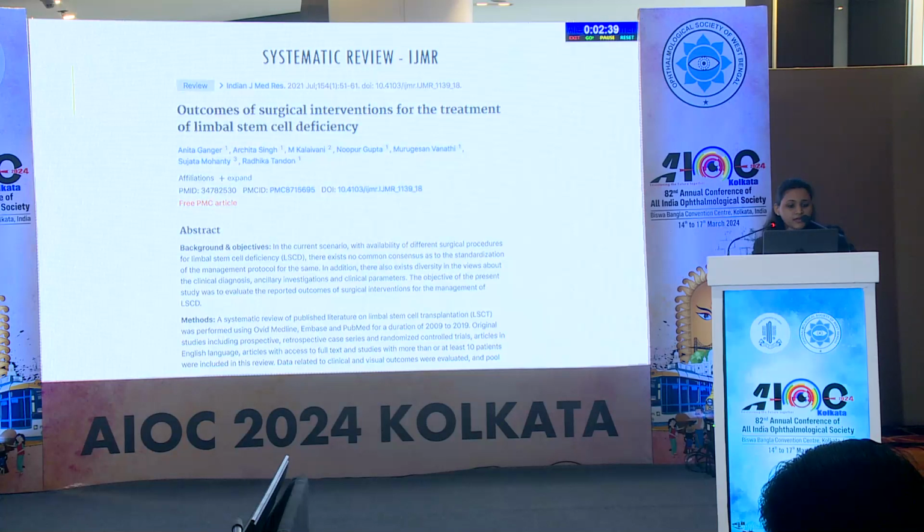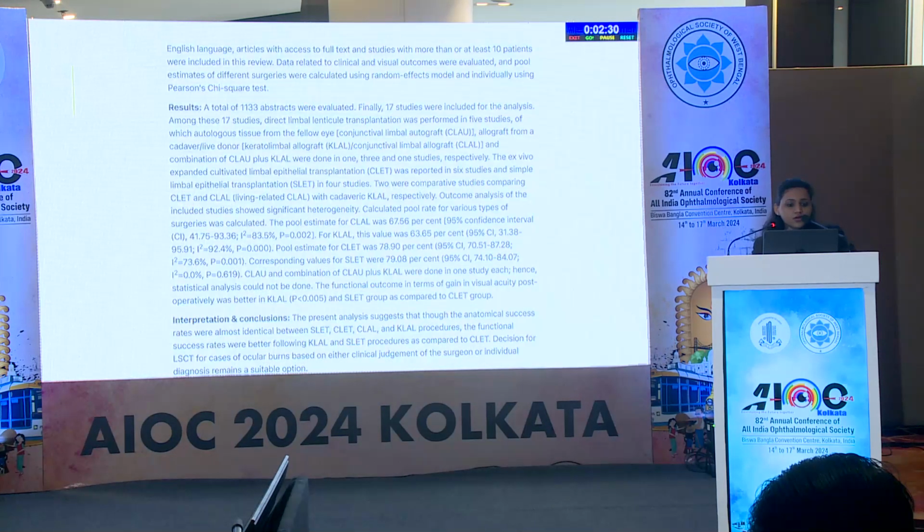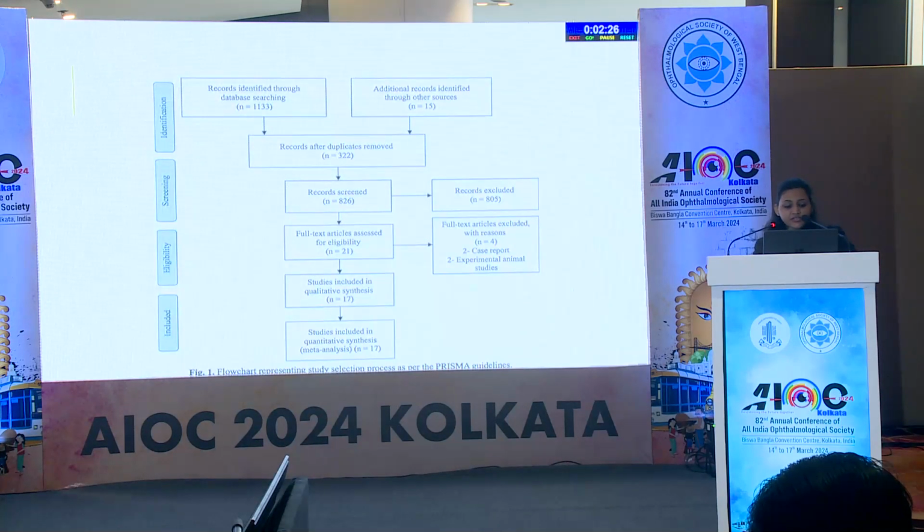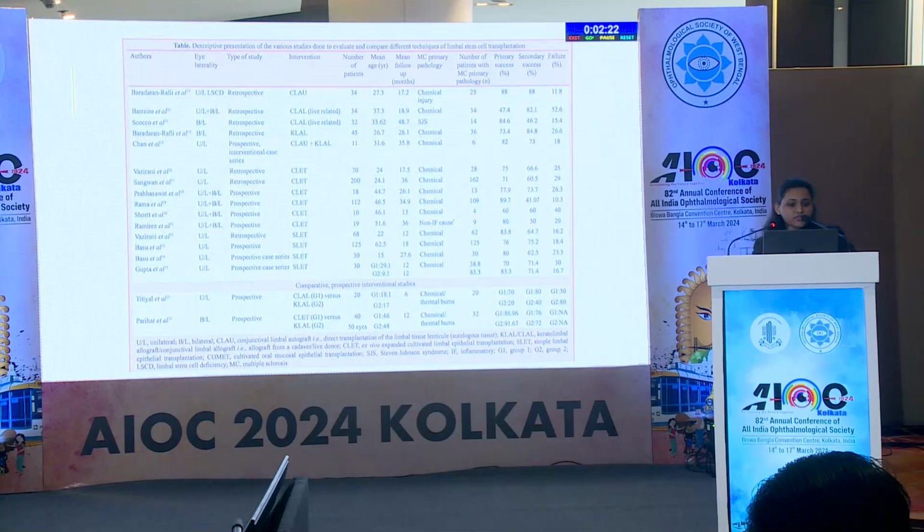This is another systematic review published in the Indian Journal of Medical Research by our team, and here we reviewed 1133 abstracts, and finally 17 studies were eligible. Here we have reviewed different types of retrospective and prospective studies which were done to evaluate and compare different techniques of limbal stem cell transplantation.